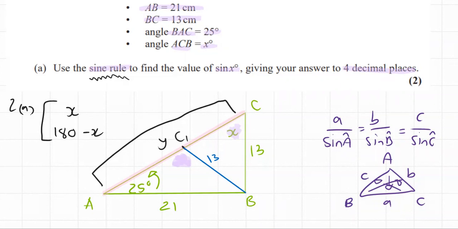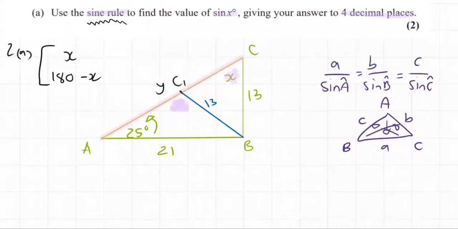Right, let's take a look. Again, don't assume this is 90 degrees. It's just a coincidence on how I drew it. Let's look at the working. So the question asks to find sine x. So it doesn't actually want x, it just wants sine x.